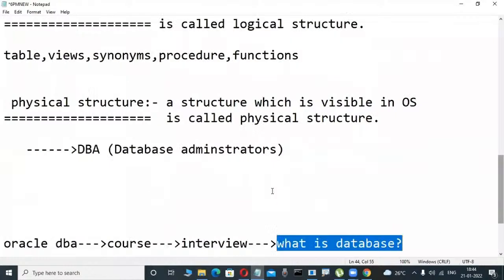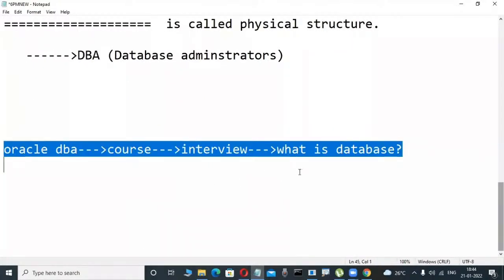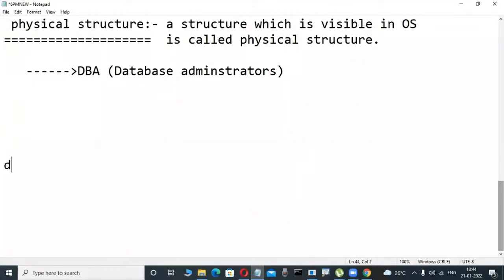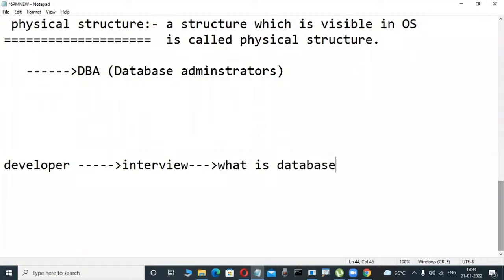Suppose here I'm a developer, not an administrator, for example. I'm a Java developer, a SQL developer, a PLSQL developer, a Python developer, like that. These developers are attending an interview. What is a database? For example, they are not asking, but generally, what is a database? They're asking, and the developers tell it logically, structure-wise.